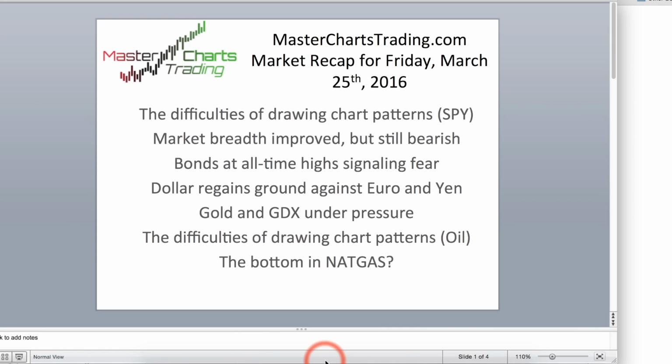Today we'll look at S&P 500 ETF SPY and the difficulties I run into when I'm drawing various chart patterns. The market breadth still remains bearish, but has improved quite a bit actually. Bonds again at all-time highs, and this I think is signaling fear in the stock market. Dollar regained ground against both euro and the yen, and of course this is weighing on various commodities, gold especially. The same thing for oil. We'll look at the difficulties drawing various chart patterns on oil, and we'll look at natural gas and some of the potential bottoming patterns that I'm seeing there.